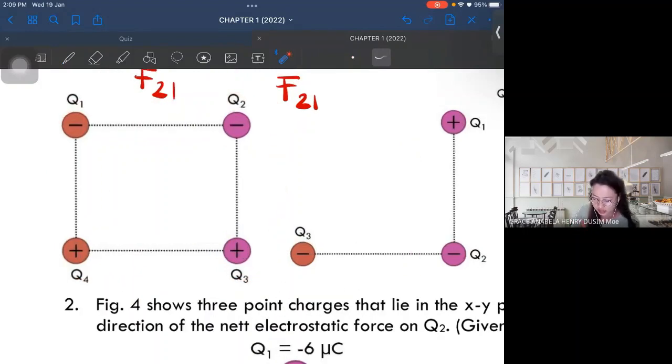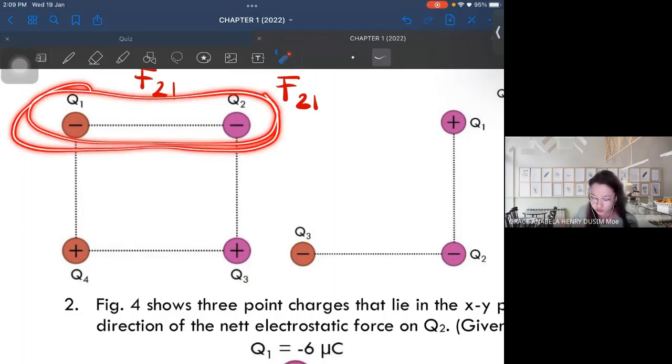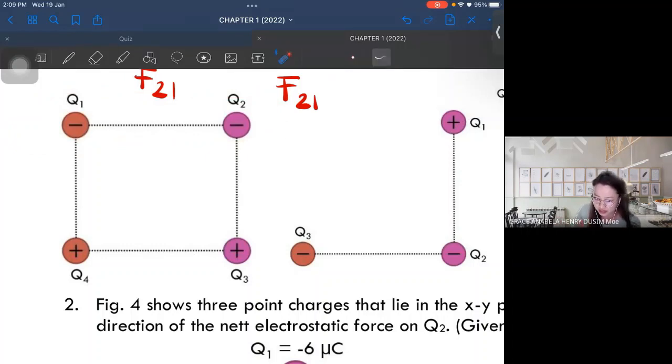Lepas tu kita lukis untuk yang ini pula. So this one is now a negative charge. Kita tengok yang ini dulu. Okay, Q1 and Q2. So again, this is a like charge, so they will be pointing away from each other. Okay, so garisan arrow dia di sini. Okay, and then we look at Q4 here. So this is negative and this is positive, so they will have an attractive force. Okay? So arrow dia akan jadi pointing towards Q4.